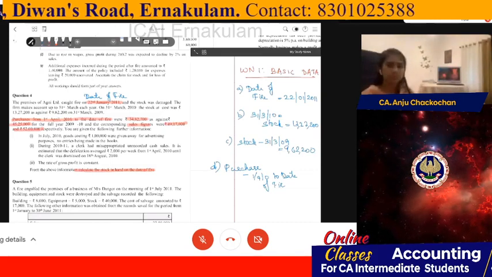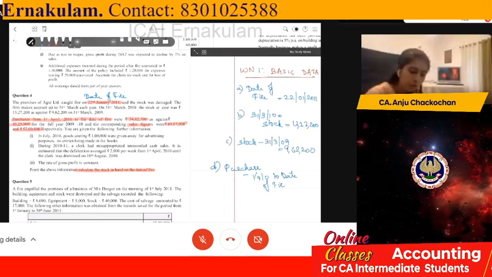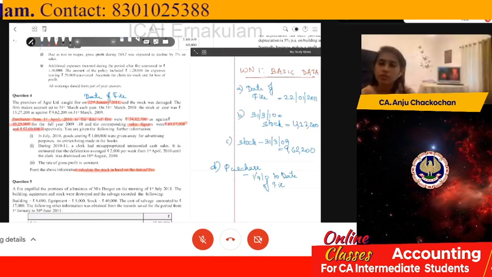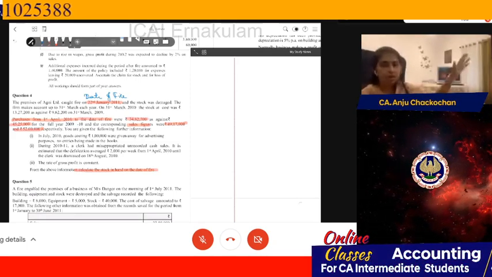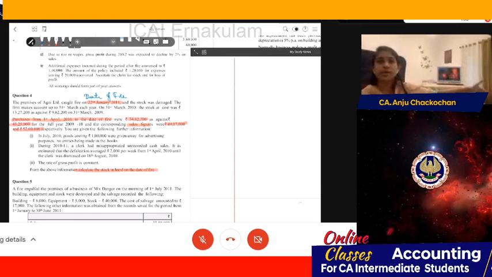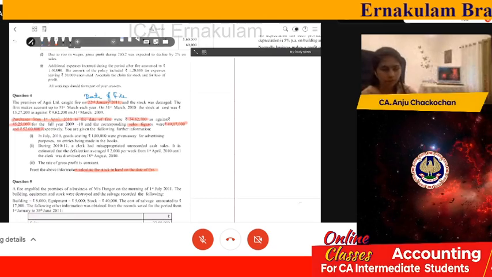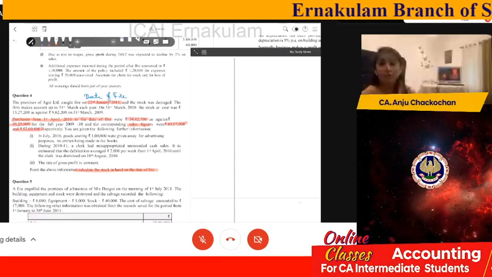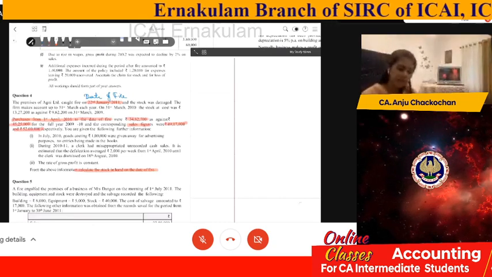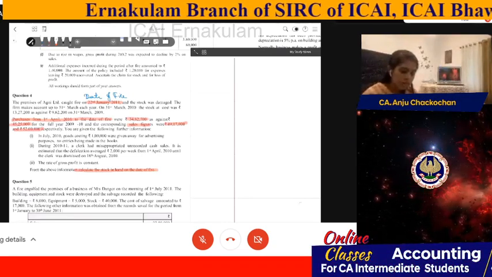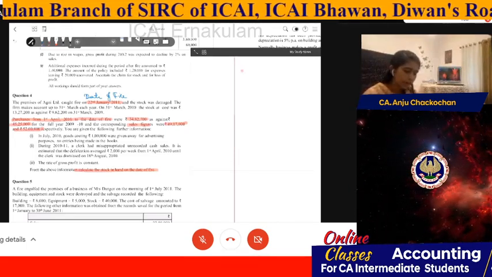So you will have to compute the GP percentage. In order to compute the GP percentage, what we'll have to do? We'll have to prepare the previous year's trading account, okay? Because the question says that the GP percentage is constant. So what was the GP percentage in the previous year, same will be the GP percentage in the current year also, okay? Yes, there we go. So this is our working note number one.